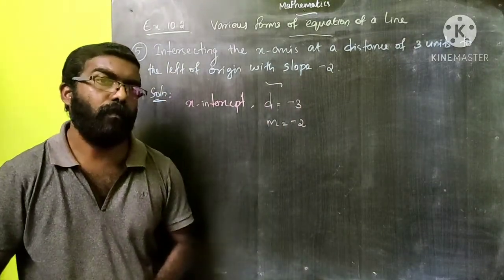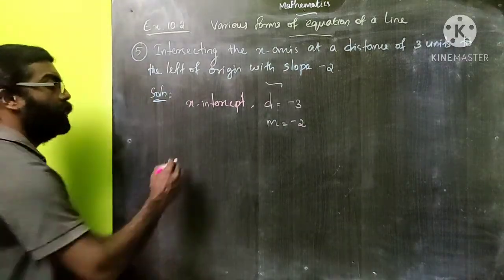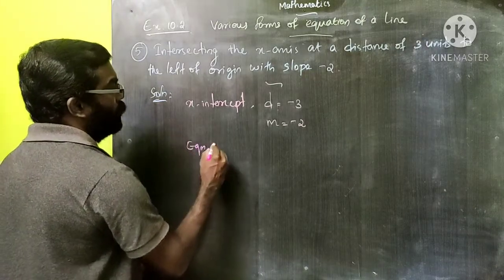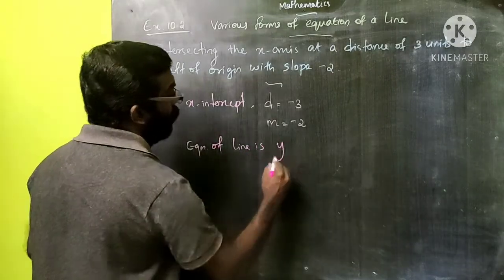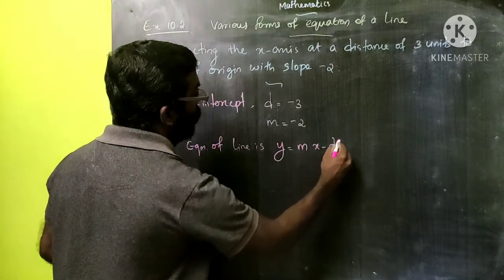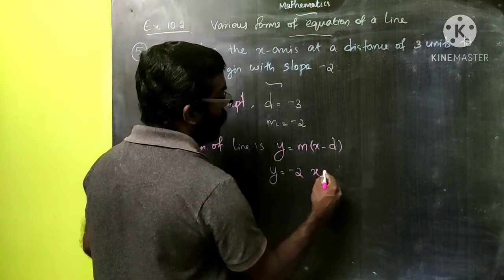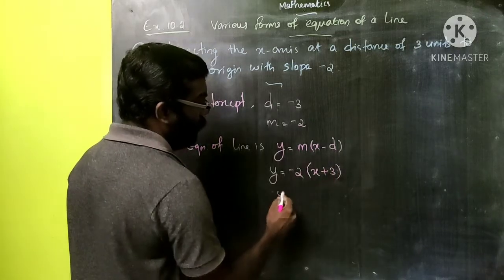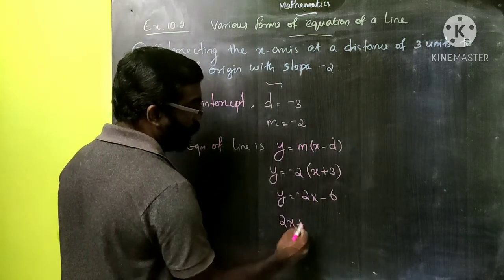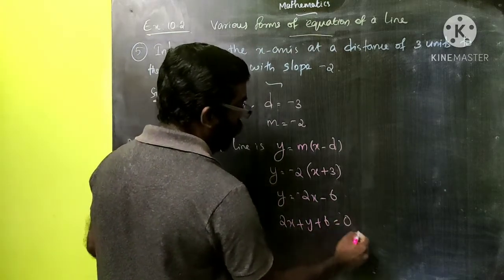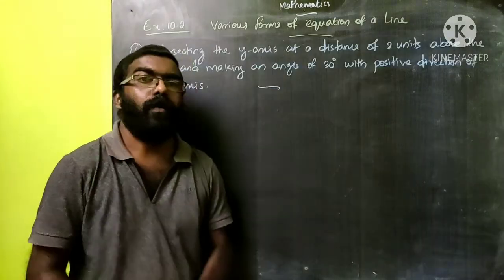Slope intercept form. We know the slope and the x-intercept. So the equation is y is equal to m into (x minus d). Equation of line is y is equal to m into (x minus d). That is y is equal to minus 2 into (x minus minus 3), x plus 3. That is y is equal to minus 2x minus 6, or we can write 2x plus y plus 6 is equal to 0. This is the required equation. Clear? Now we move on to question number 6.